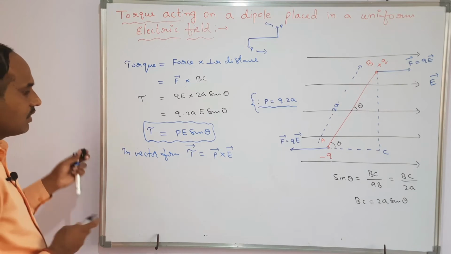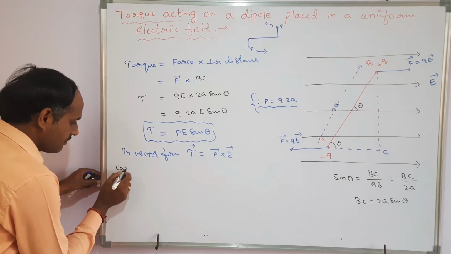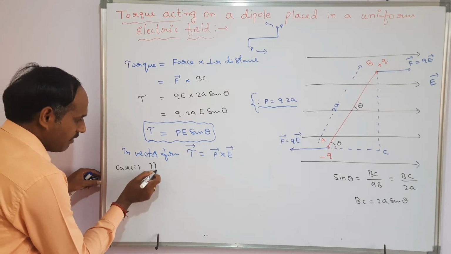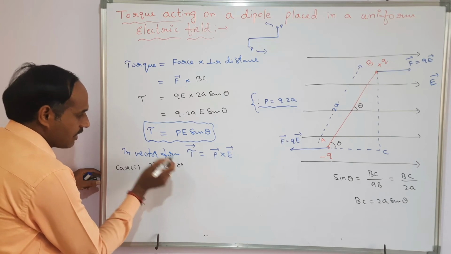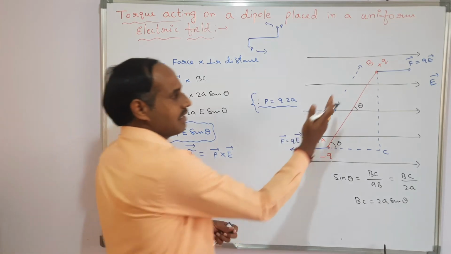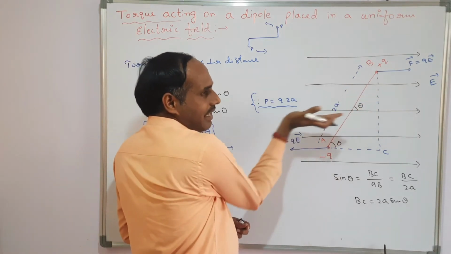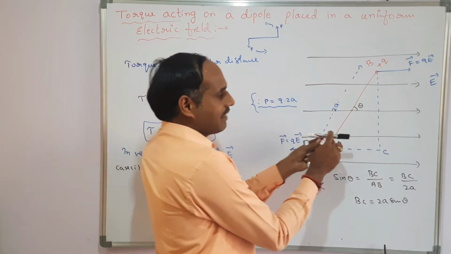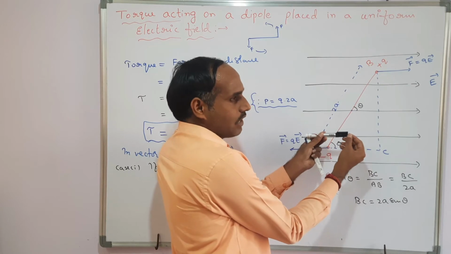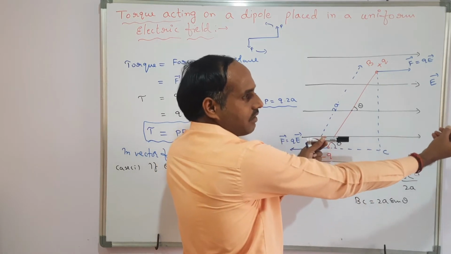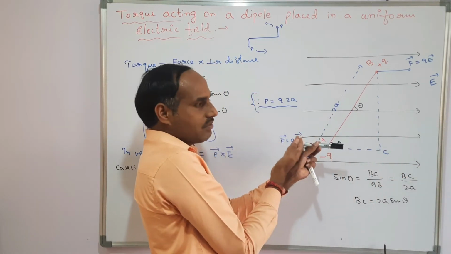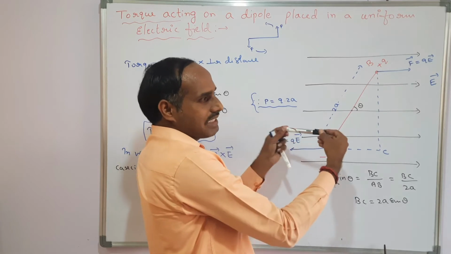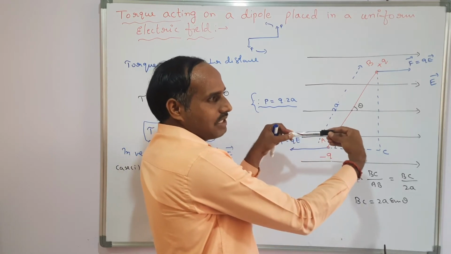Here we can take two cases. Case 1: if theta is equal to 0 degrees. When theta is 0, the dipole is aligned in the direction of the electric field, like this. The positive charge experiences a force towards the right, and the negative charge experiences a force towards the left, so the two forces act along the same straight line in opposite directions.